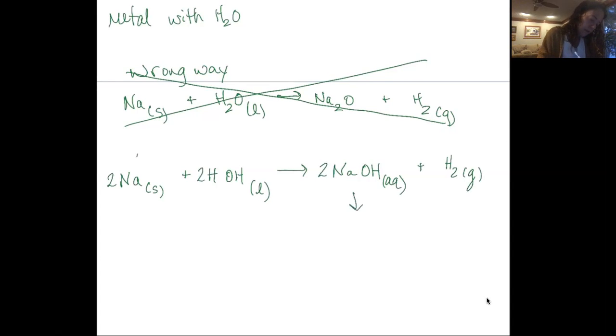This is very basic, which you're not expected to know yet, but it's basic due to this OH, okay? So we end up with a very basic solution, right? We just started with water and a solid metal. We now have a very basic solution, and we've released a lot of gas.